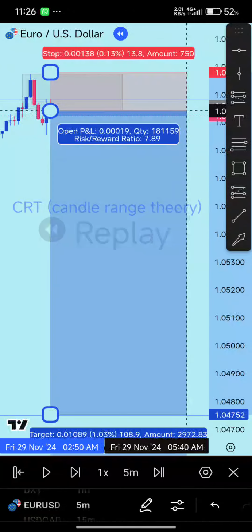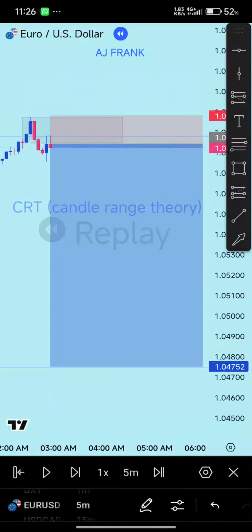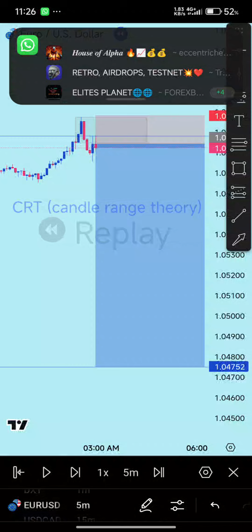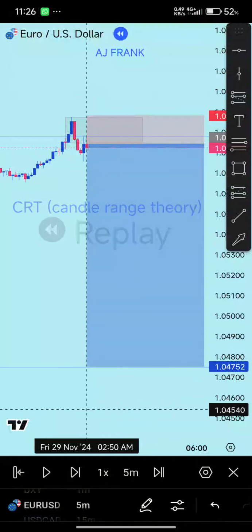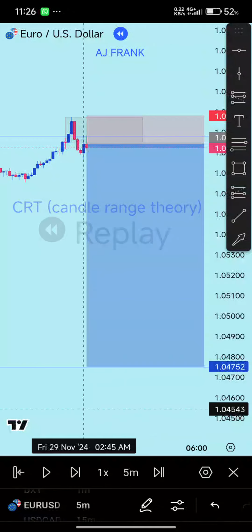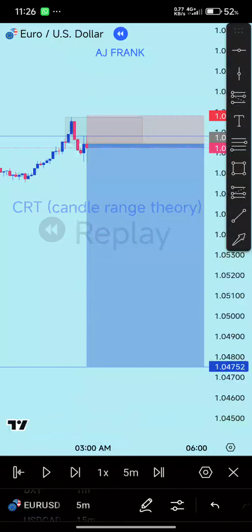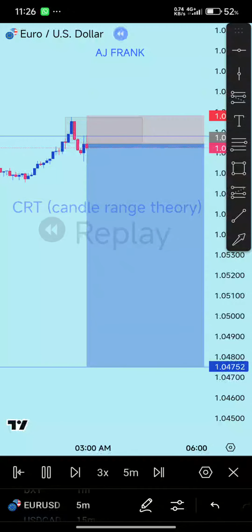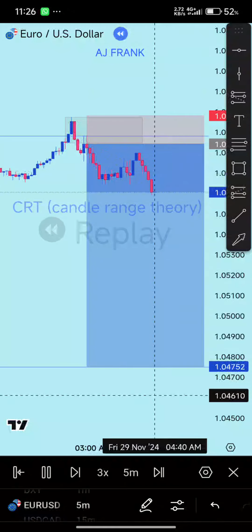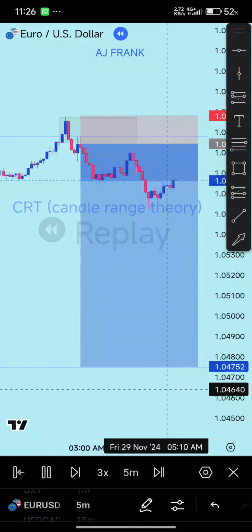So let's see how long it will take this trade, or let's see how many days it will take this trade to hit TP. So this is Friday London session, 2:05 a.m. Friday 29th November 2024. So let's play it. Let me fast forward it a bit so that, let's see if we can hit TP this Friday. Oh, I don't think we're going to hit TP this Friday. This thing is taking long.